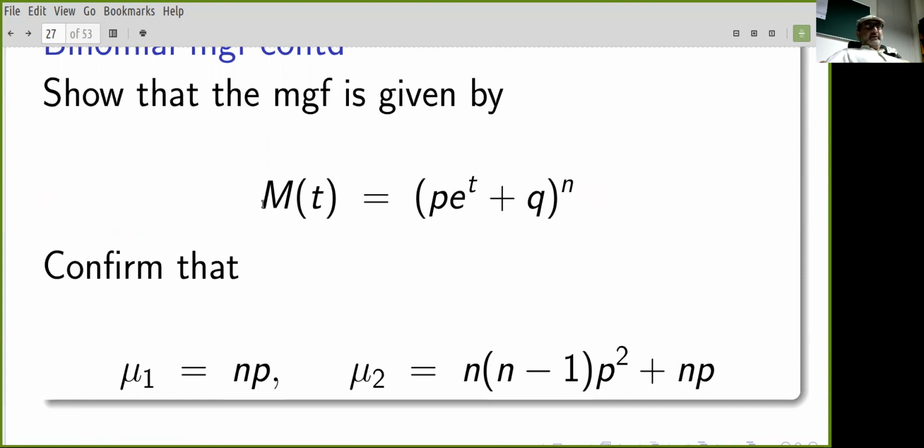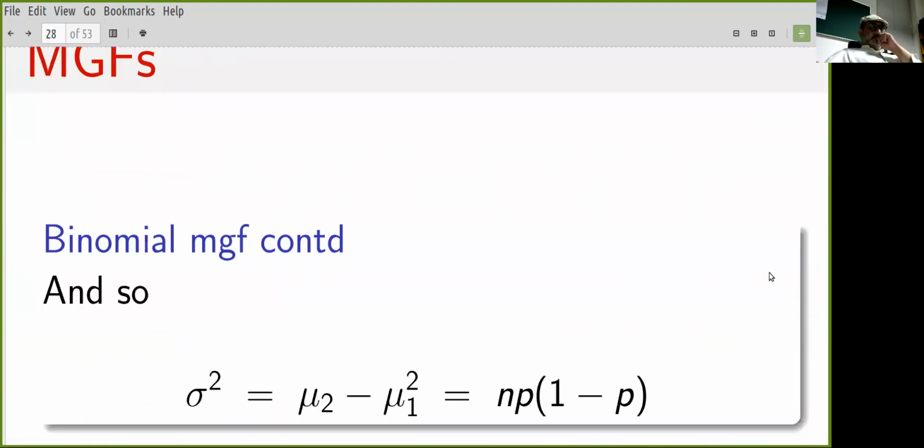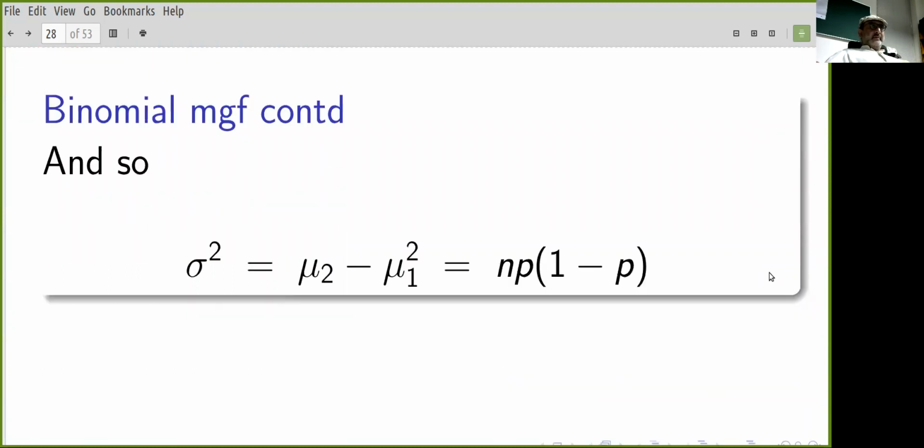How do you get that? You take the first derivative and you set t equal to 0. For the second moment, you take the second derivative and you set t equal to 0, and you should get n times n minus 1 p squared plus np. Now, how do you find the variance? It's mu sub 2 minus mu sub 1 squared. And you should get np times 1 minus p.